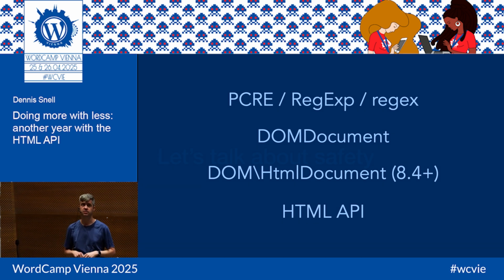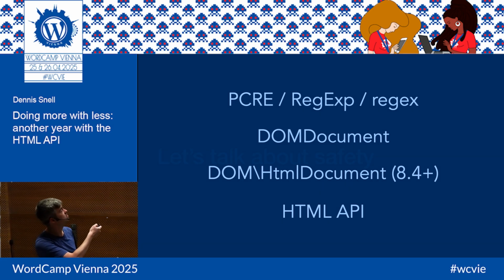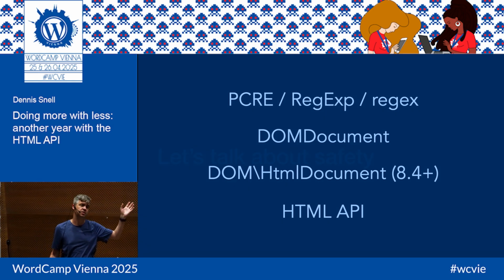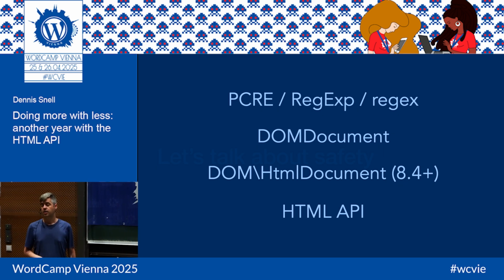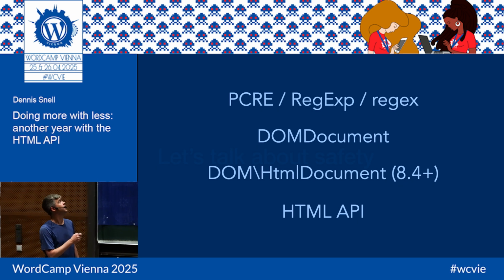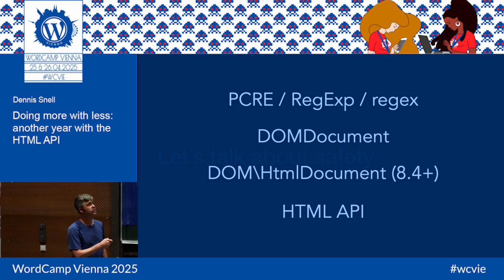The new API, DOM/HTML document, there should probably be a leading slash in front of it, because it's in the global namespace. DOM HTML document is an HTML parser that has the same interface as DOM document, but parses HTML. So like, problem solved, we're done. This is actually coming from the open source HTML library called Lexbor. It's pretty cool. It's fast, it parses HTML the way a browser will, but it's not entirely safe the way the HTML API is.